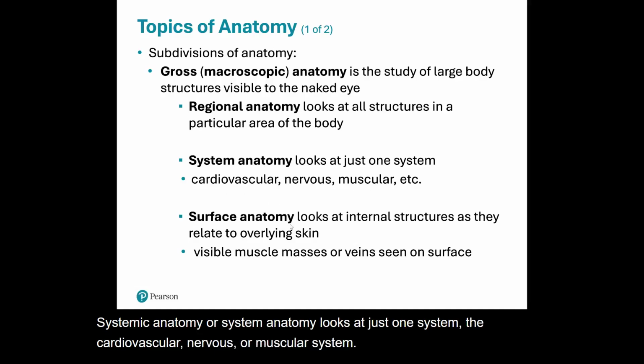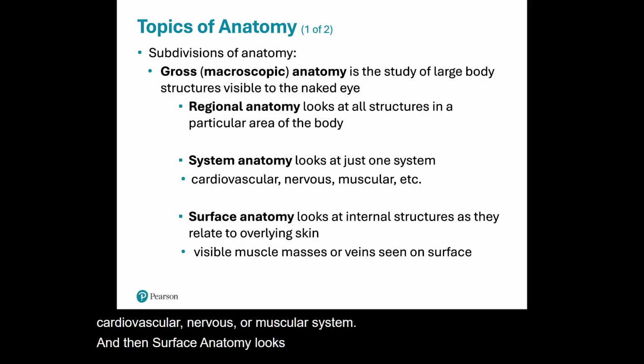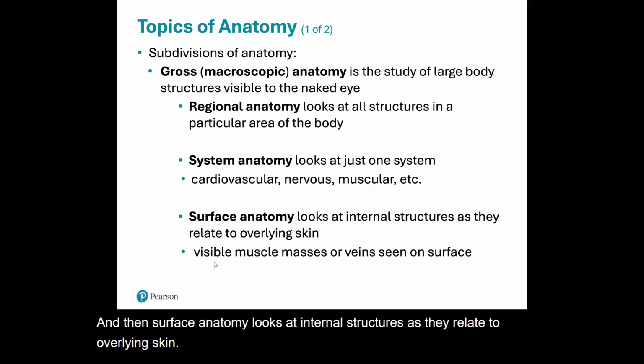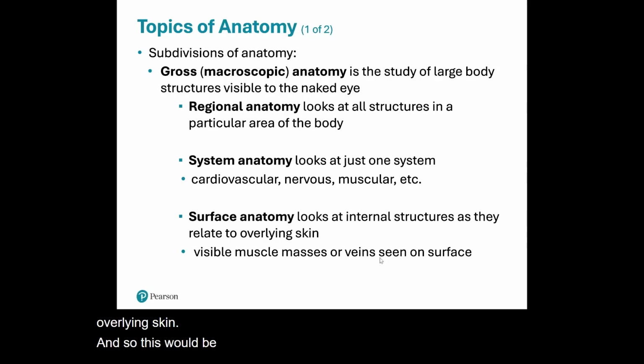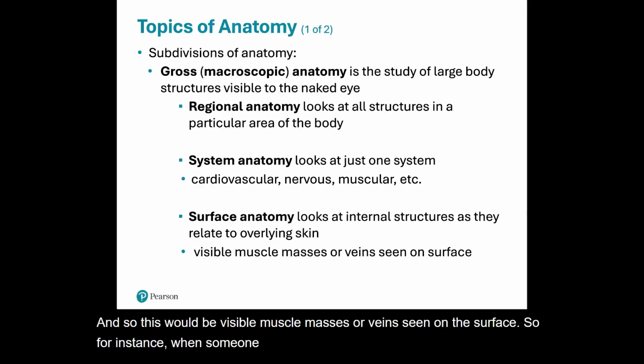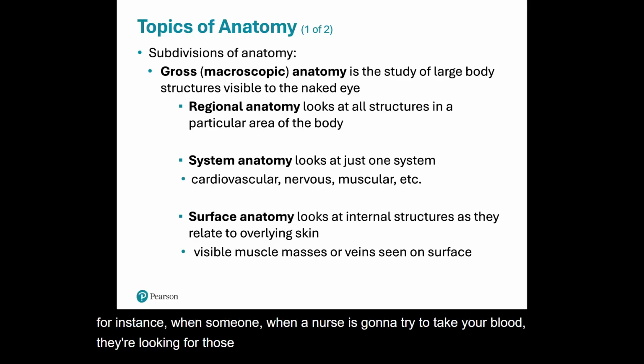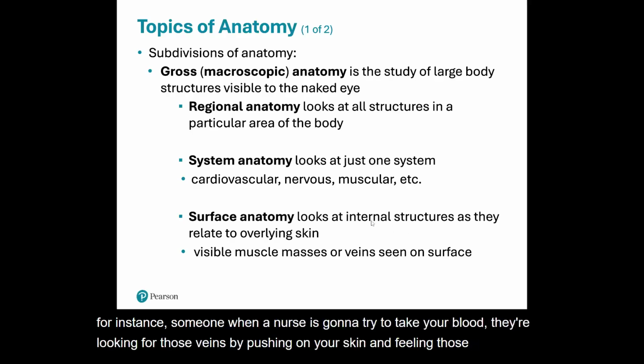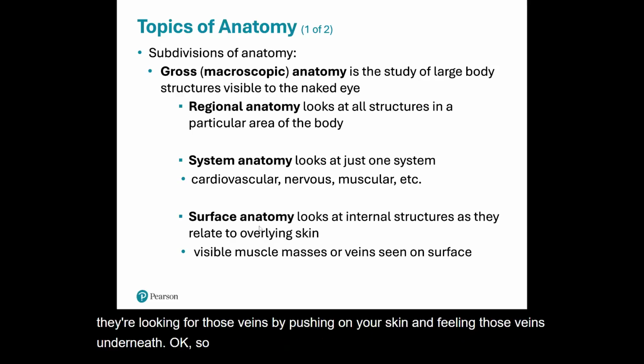And then surface anatomy looks at internal structures as they relate to overlying skin. Okay, so this would be visible muscle masses or veins seen on the surface. So, for instance, when a nurse is going to try to take your blood, they're looking for those veins by pushing on your skin and feeling those veins underneath. Okay, so that would be surface anatomy.